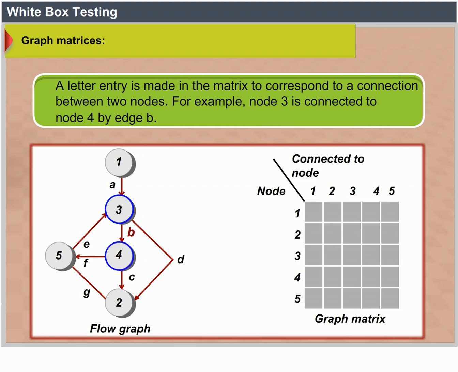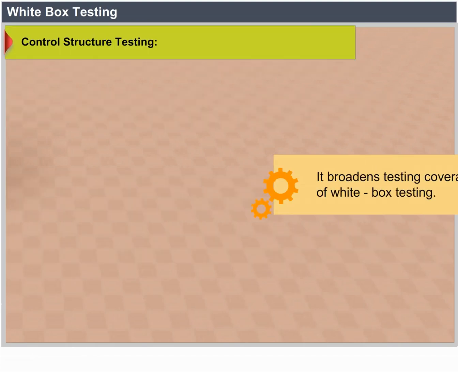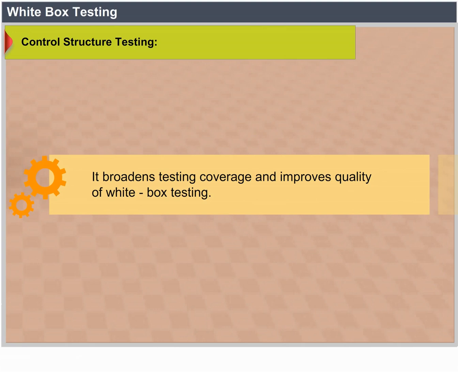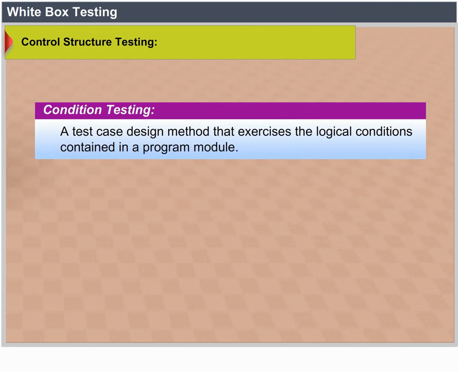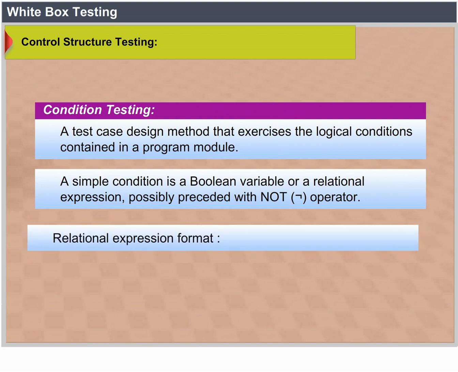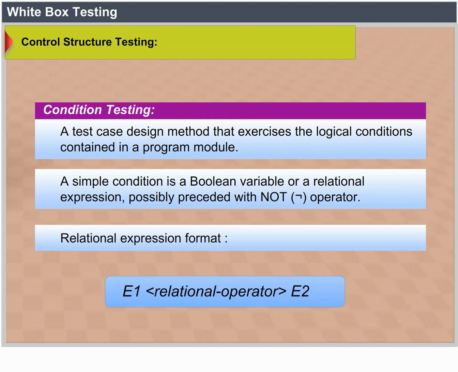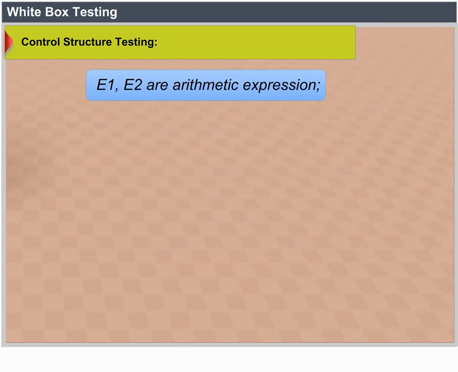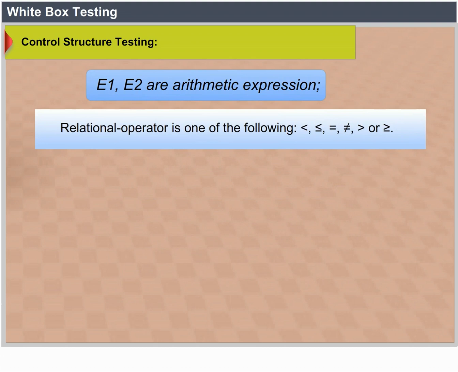Control structure testing. It broadens testing coverage and improves the quality of white box testing. Condition testing. A test case design method that exercises the logical conditions contained in a program module. A simple condition is a Boolean variable or a relational expression, possibly preceded with a not operator. Relational expression format: E1, relational operator, E2, where E1 and E2 are arithmetic expressions. A relational operator is one of the following: less than, less than or equal to, equal to, not equal to, greater than, or greater than or equal to.